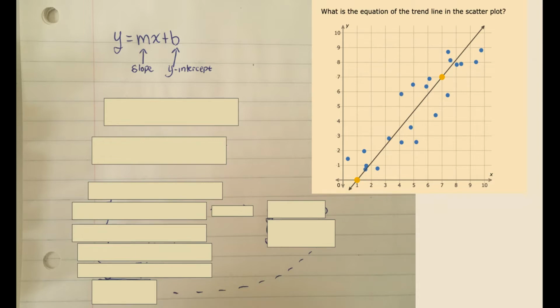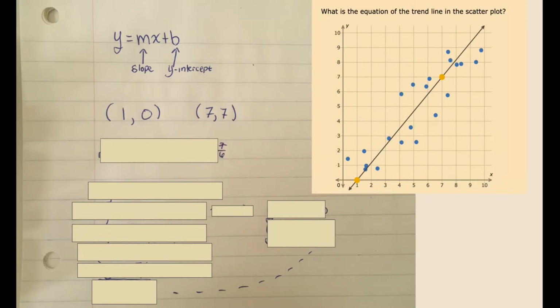Okay, so we need to find the slope and the y-intercept. Let's calculate the slope first. To do that, we need the 2 points. So we have our 2 points that are listed. To find the slope, we do the change in y over change in x. So we can subtract the 2 y values, 7 minus 0, and subtract the x values, 7 minus 1. Now it can be written in fraction form, so your slope is 7/6.